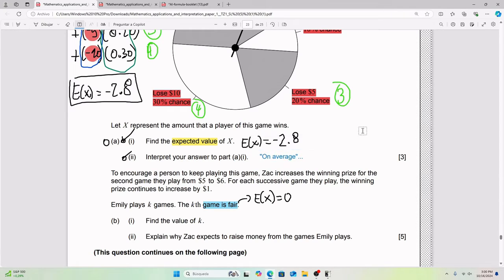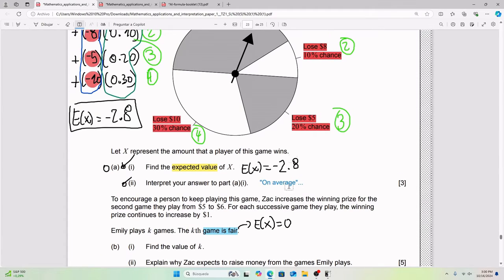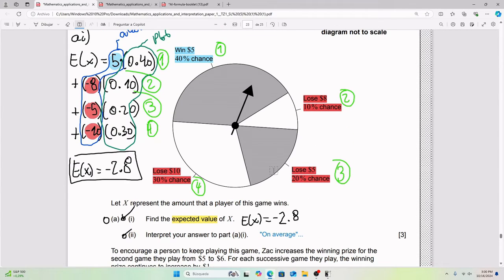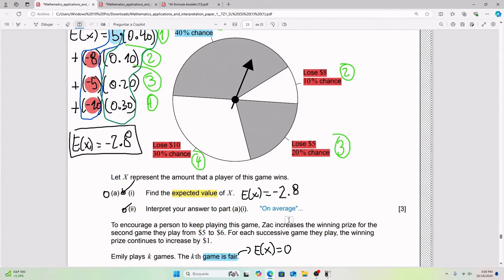They're starting with the words "on average" because part of the interpretation of the expected value is that this is sort of like a long-term implication. If the expected value is -2.8, then usually you're going to be losing $2.80. It doesn't mean that every single time that you play you lose $2.80. It's a long-term sort of thing. It's an on average sort of idea.